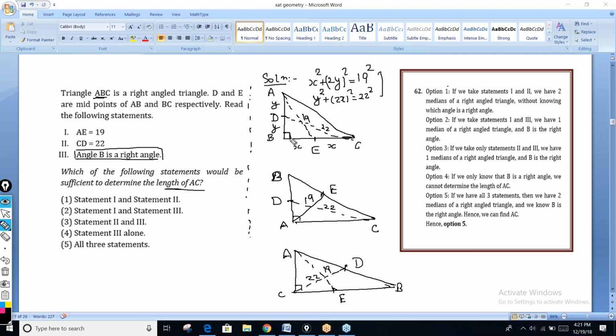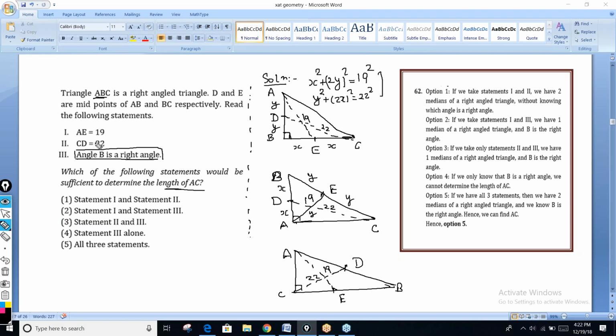But we are getting the answer because we know that this is a right angle triangle. If we do not know this is a right angle triangle, just check, can we get the length of AC? This is X, this is X, this is Y, this is Y, and this will also be Y. But this time, can you get the length of AC? The only information is AC square plus X square is 22 square, and there is no relation as such.